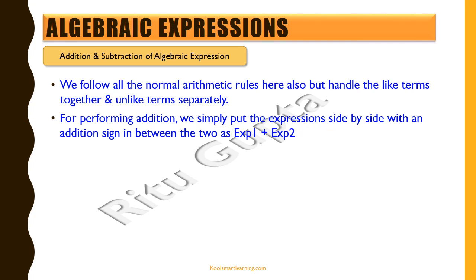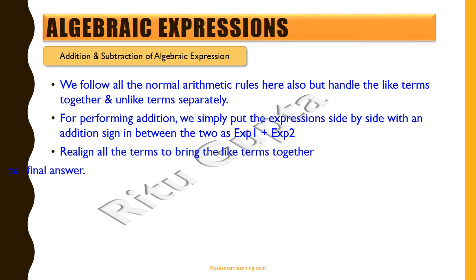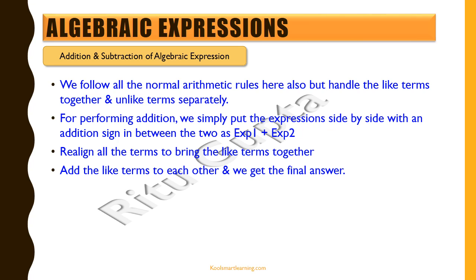For performing addition, we simply put the expressions side by side with an addition sign in between the two expressions, as expression 1 plus expression 2. And if we have more such expressions to be added, we can just say expression 1 plus expression 2 plus expression 3 and so on. Realign all the terms to bring the like terms together. Add the like terms to each other and we get the final answer.